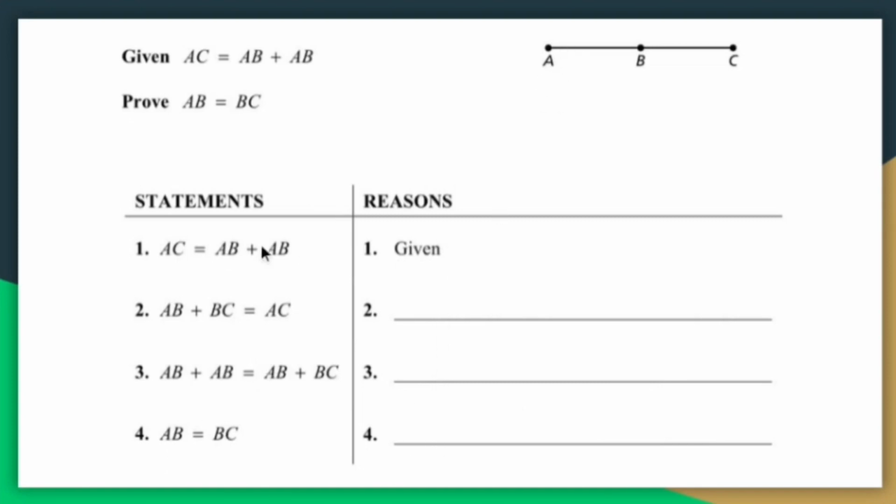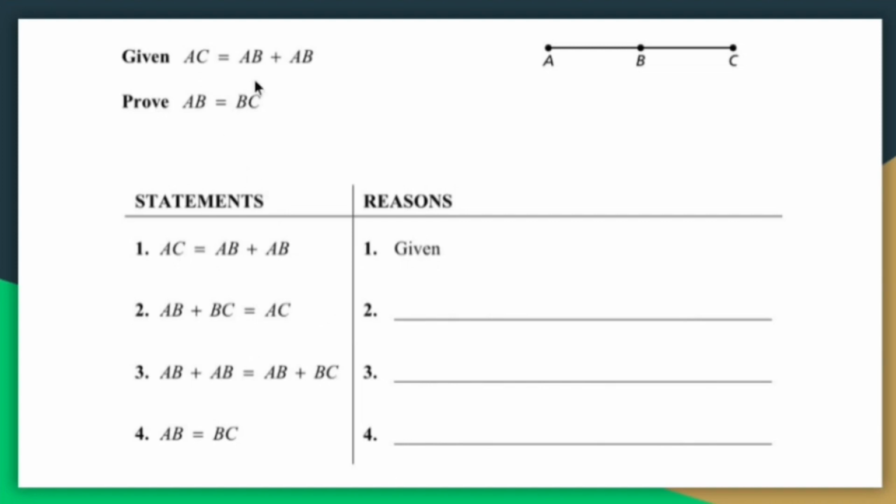Whenever you have a two-column proof, 99.9% of the time, your first statement and reason is going to be your given. Write that out. If this was completely blank, you would always start out with AC equals AB plus AB, and my reason is because that's the thing that you gave me, dummy. Step 1, finished.